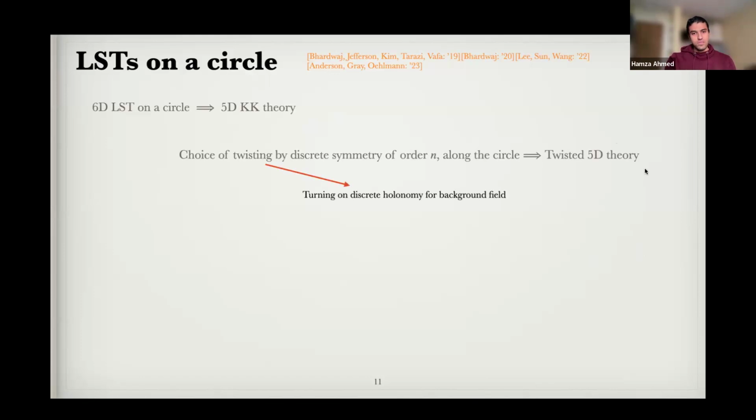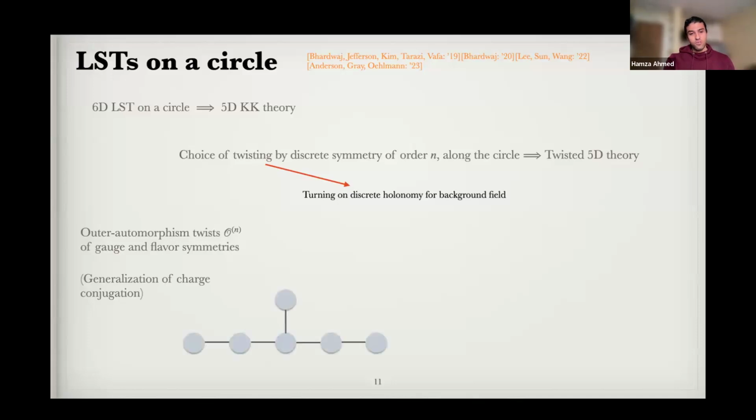theory. So the discrete symmetries we'll consider first are known as the outer automorphism symmetries of the gauge and flavor algebras. You can think of this as a generalization of charge conjugation that you have for a U(1) gauge theory. And you can also see these symmetries from the Dynkin diagram of the associated algebra. So here for E6, it's a Z2 reflection symmetry of the Dynkin diagram.